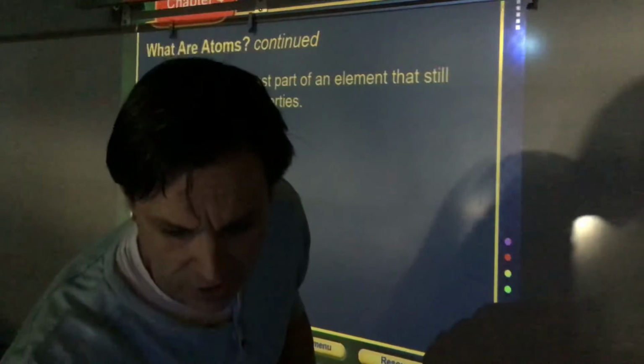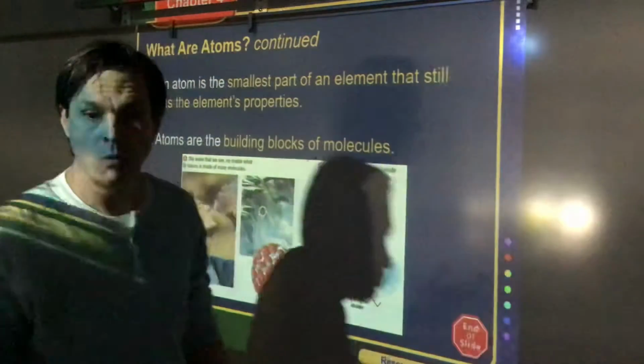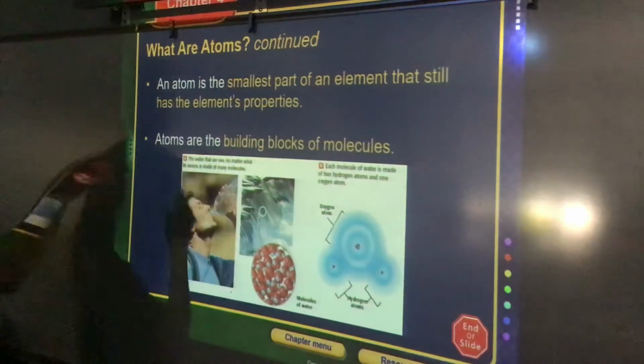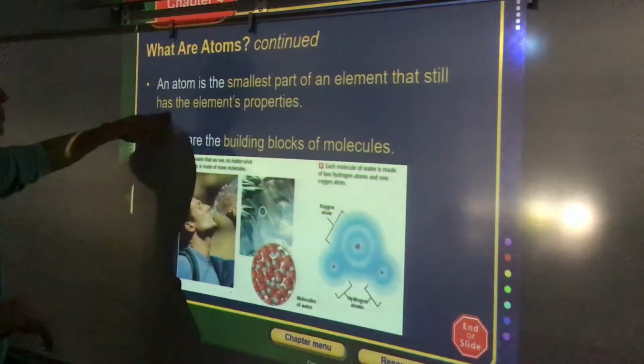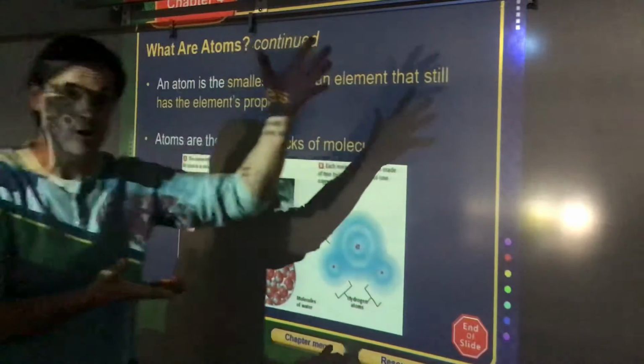All right, so basically, what are atoms? An atom is the smallest part of an element that still has the element's properties. So we're looking at the periodic table, okay?